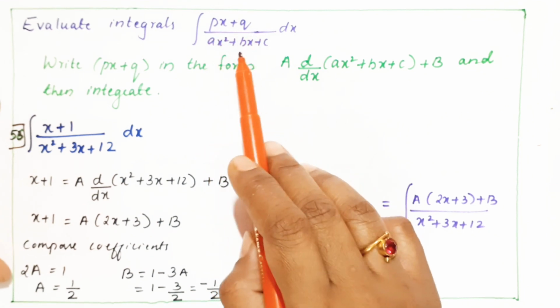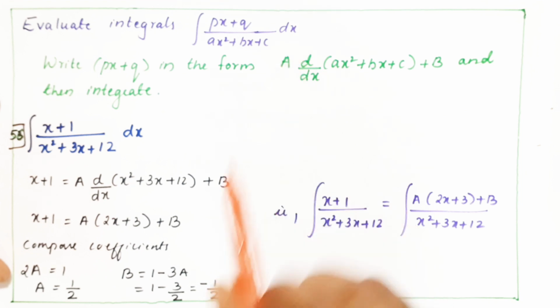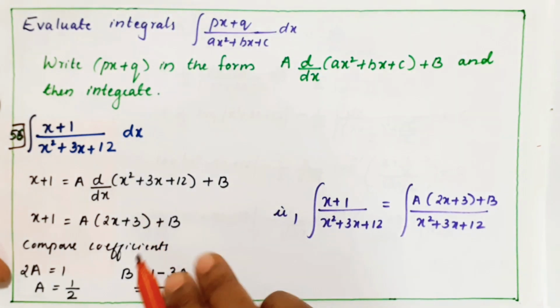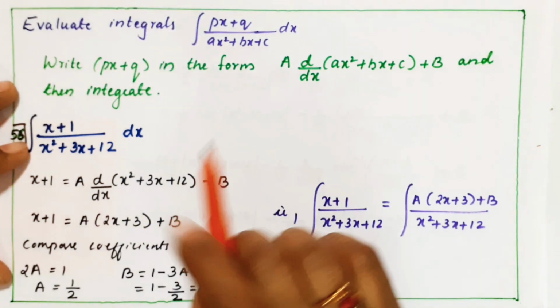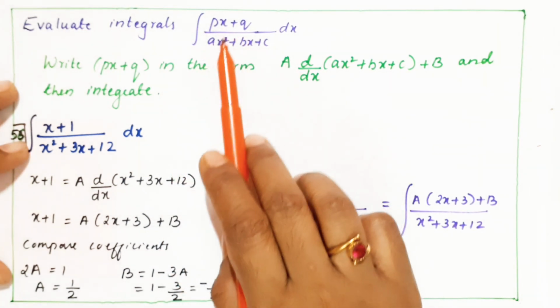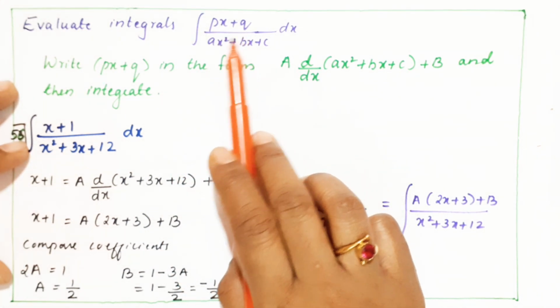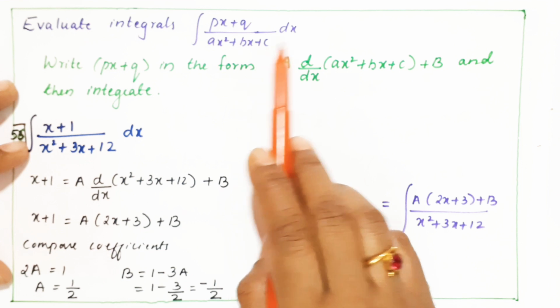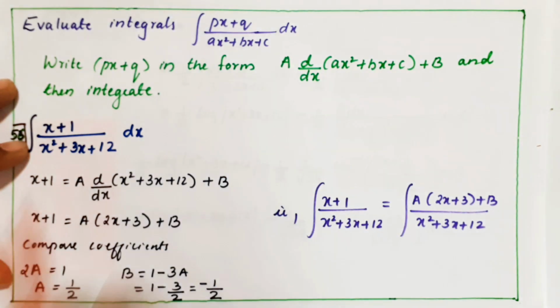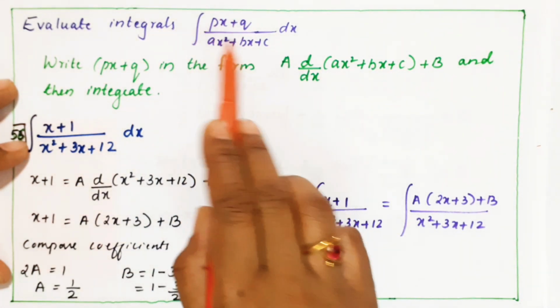In this video, I am discussing the integrals of the form integral of px plus q by ax square plus bx plus c dx. So this is a new form. If you see a question like this, first, what is the term in the numerator?